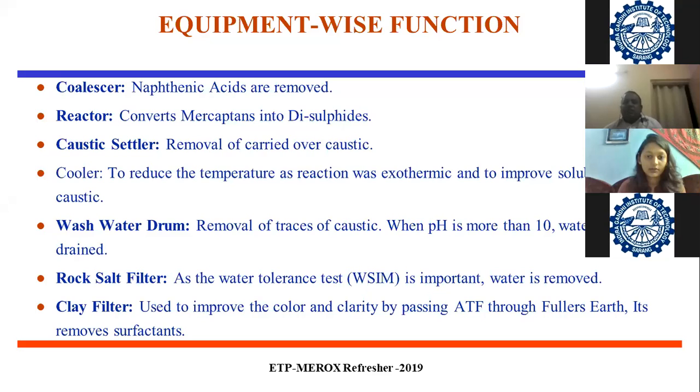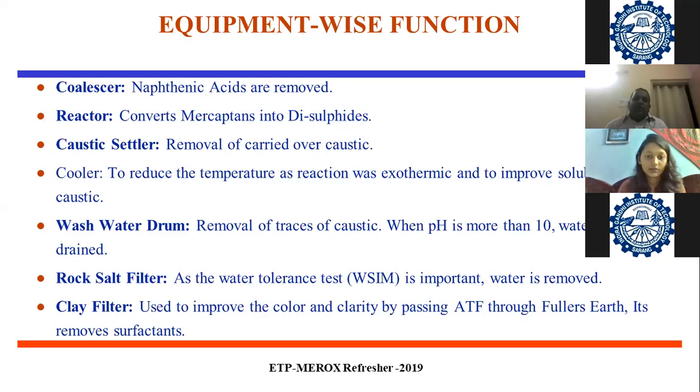If any process of the caustic is carried over with the ATF, then in the water wash drum it is to be cleared. Any traces of the caustic present in the ATF can be washed away. And the pH of the water must not be greater than 10. If it is greater than 10, it indicates that more caustic carryover is going with the ATF. So the pH must be less than 10. When it reaches 10, the entire water will be dumped and fresh water has to be pumped into the vessel.